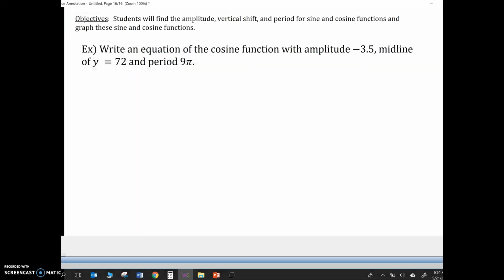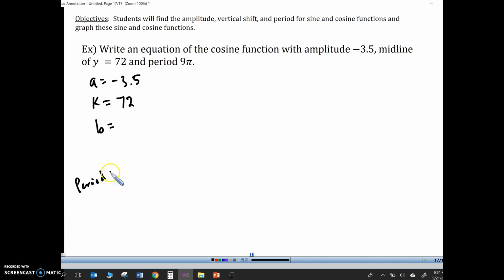Okay, here is example 2. So they want us to write an equation for cosine function with an amplitude that is negative 3.5, a midline of 72. That's a huge shift. And we have a period of 9 pi. So I have to calculate what b is. So I'm just going to make a note.